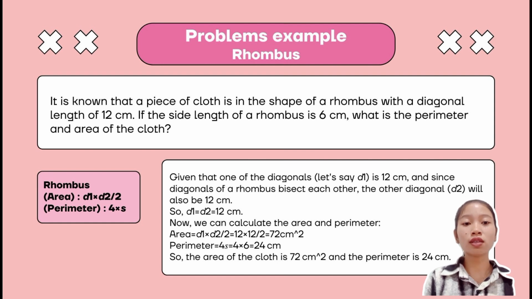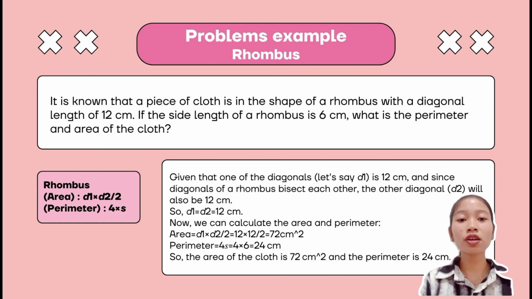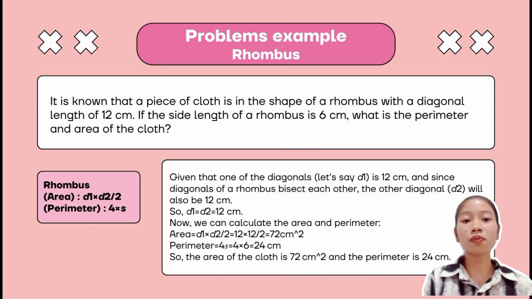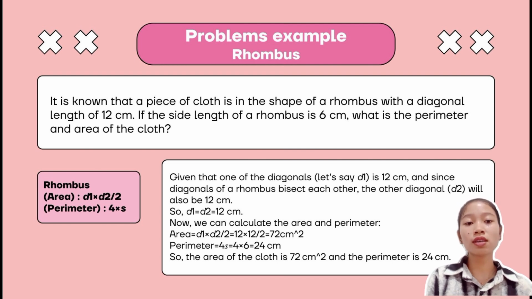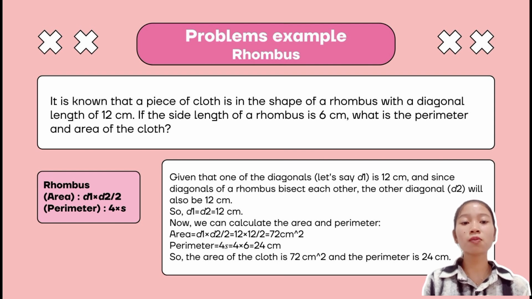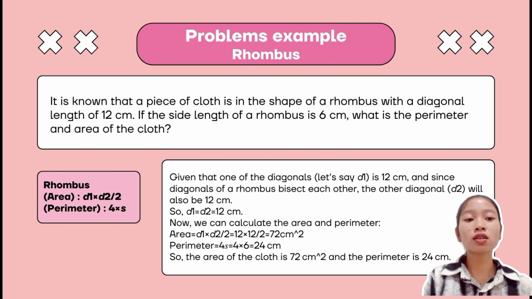Now we can calculate the area and perimeter. Area equals d1 times d2 over 2 equals 12 times 12 over 2 equals 72 square centimeters. Perimeter equals 4 times side equals 4 times 6 equals 24 centimeters. So the area of the cloth is 72 square centimeters and the perimeter is 24 centimeters.